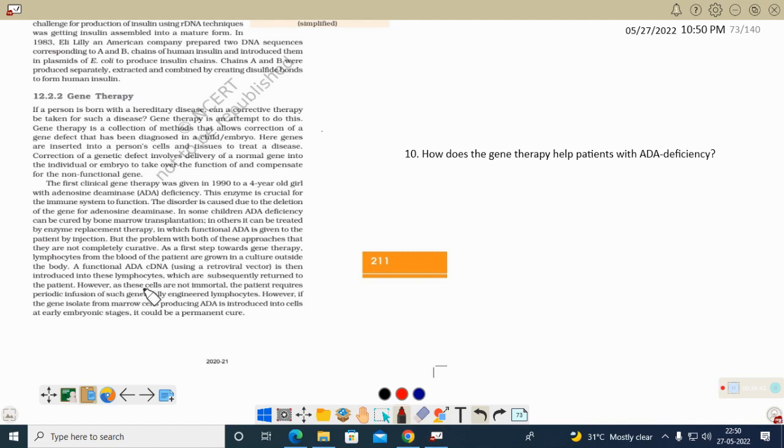As these lymphocytes are not immortal, they will die. Because of that, periodic infusion of such genetically engineered lymphocytes was necessary, which made it very difficult. So if we are able to introduce the adenosine deaminase enzyme-producing gene into the bone marrow cells in the embryonic stage, we can get a permanent cure.